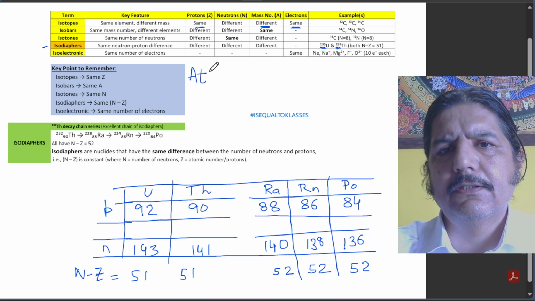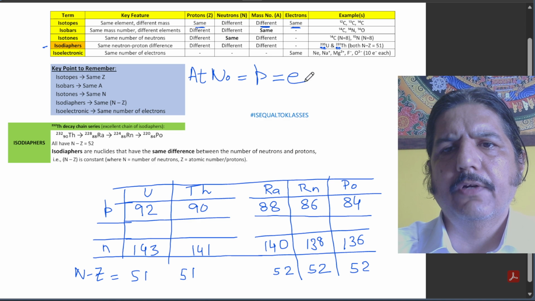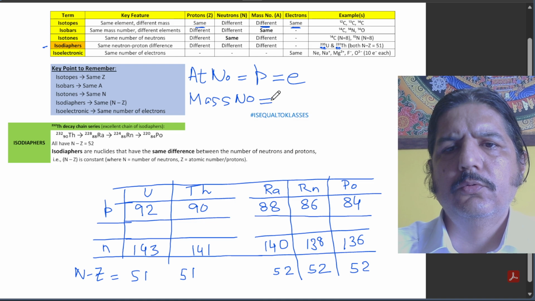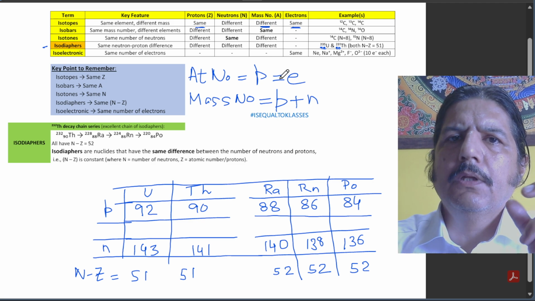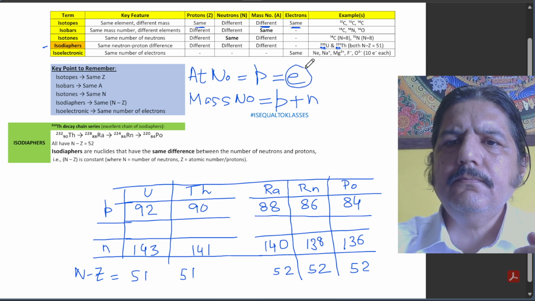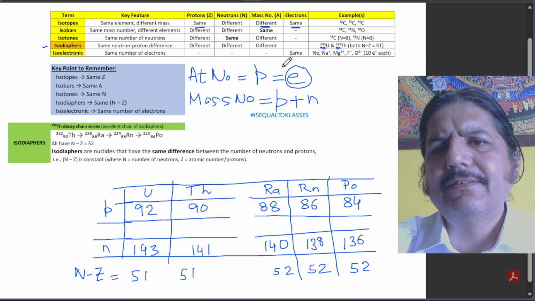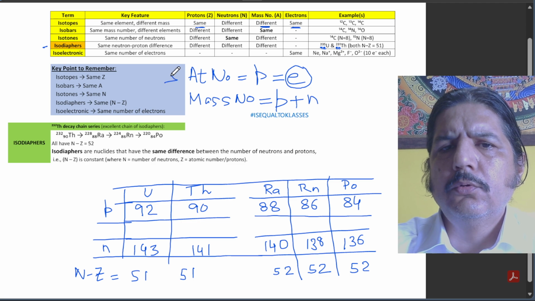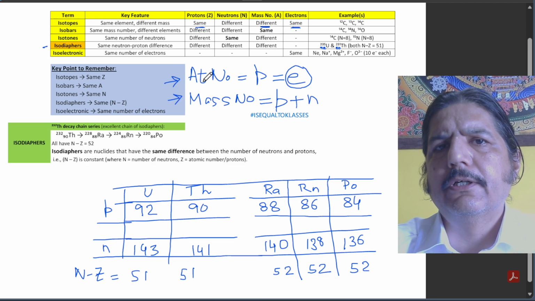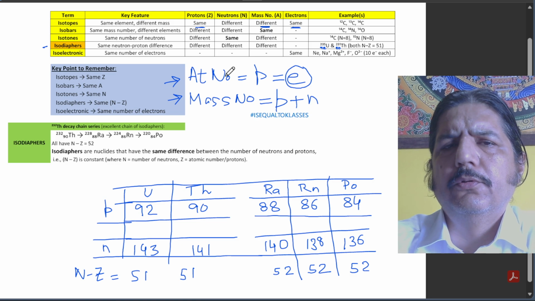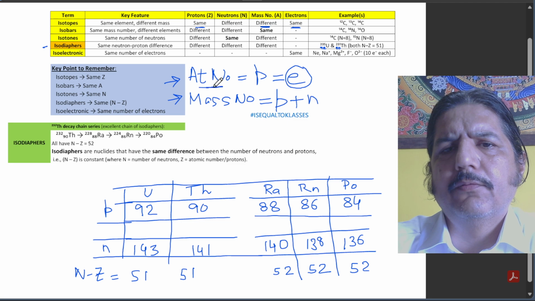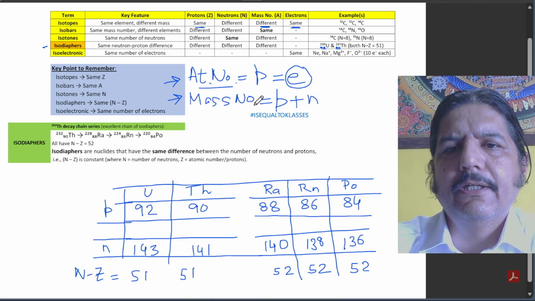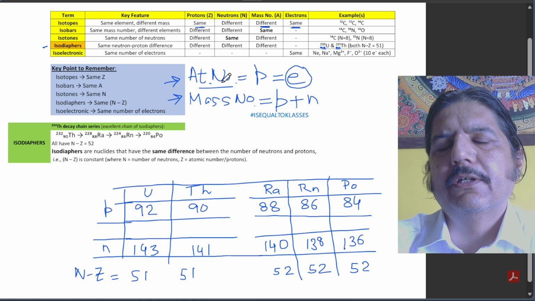You should understand this, that the atomic number is equal to the number of protons is equal to the number of electrons. The mass number is equal to the number of protons plus the number of neutrons, for the simple reason that the mass of electrons is negligible. Negligible implies that it can be ignored. So these are the two critical things that you should understand. Try to practice a few numericals also, to understand what is atomic number, what is mass number. Only then will you be able to understand these isotopes, isobars well.